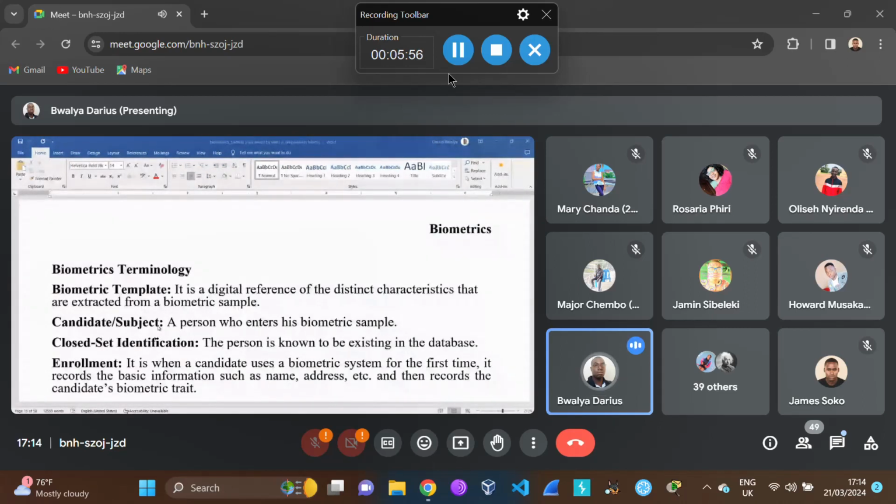Enrollment, we know this one. Maybe if you are the kind that forgets a lot, you can just think of how you enroll at the university. For the first time you enroll, we don't ask you to register all the time. You just enroll.